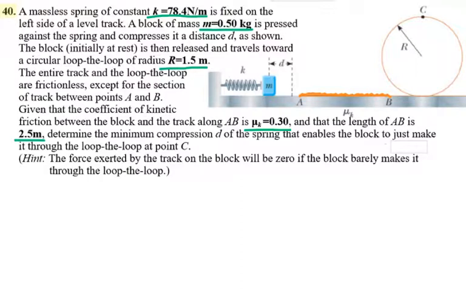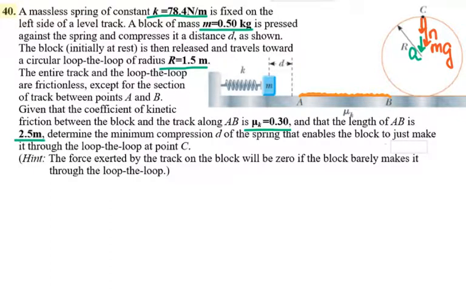So that means at point C, the normal force has to be equal to 0. So I'm going to place the forces at point C on the block. You're going to have the normal force acting on the block, mg acting on the block, and you're going to have centripetal acceleration because it's moving in a circular motion.